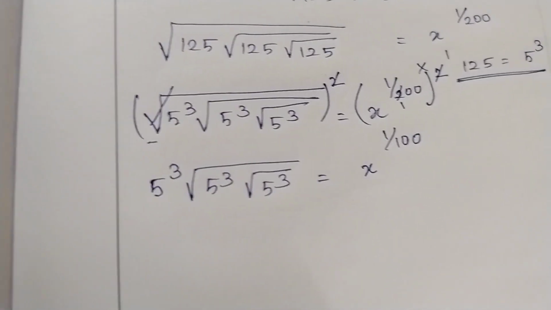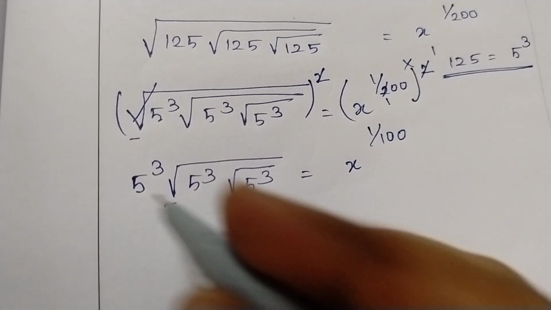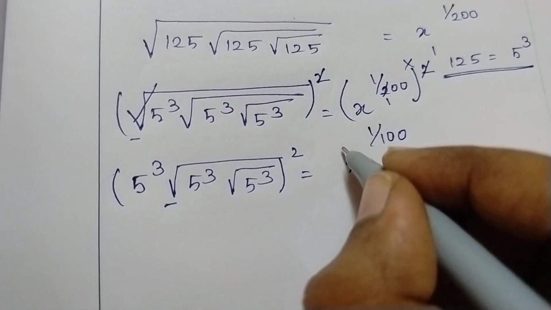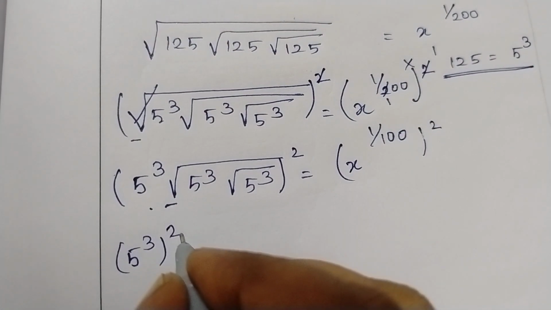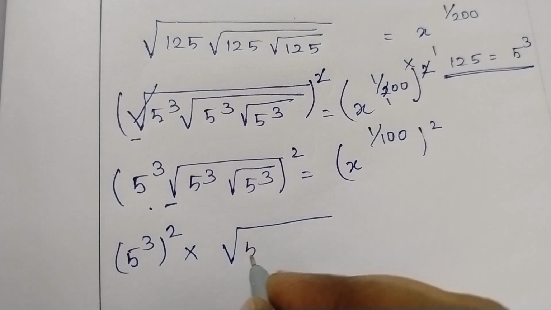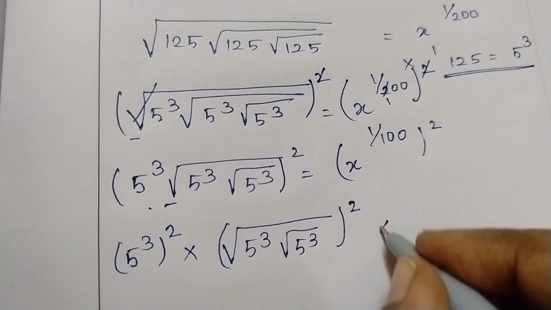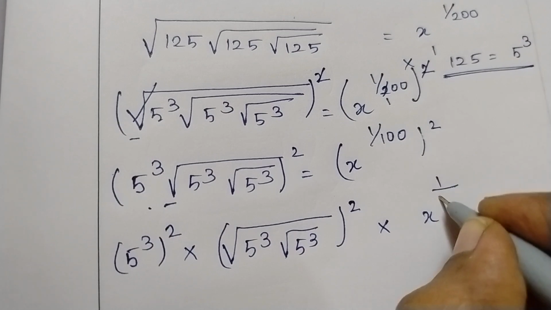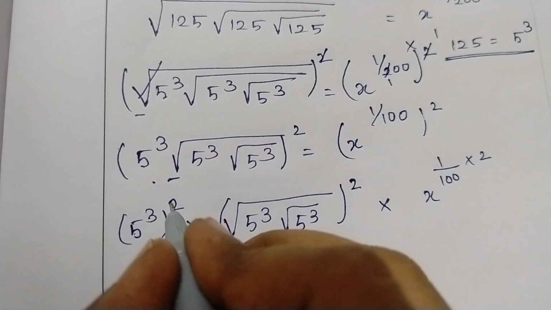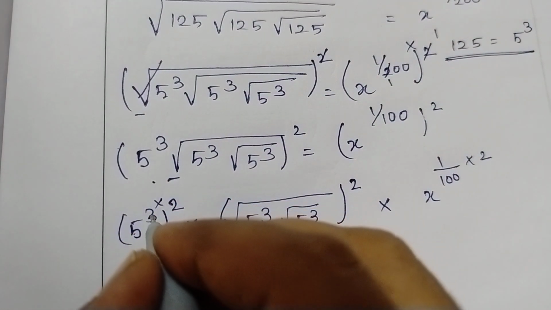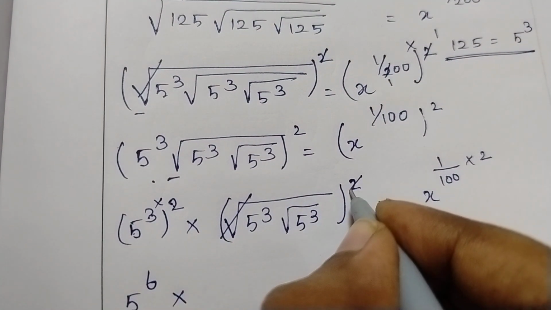Okay. So second step is we need to remove the square root. For that what we have to do? We need to take square again on both sides. So put square again on both sides. So therefore this becomes 5 cube the whole square into the root of 5 cube, the root of 5 cube, the whole square, which is equal to x power 1 by 100 into 2. So here a power m, the whole power n can also be written as, we can multiply these two, 3 2s are 6. So 5 power 6 into the square root and the square get cancelled.